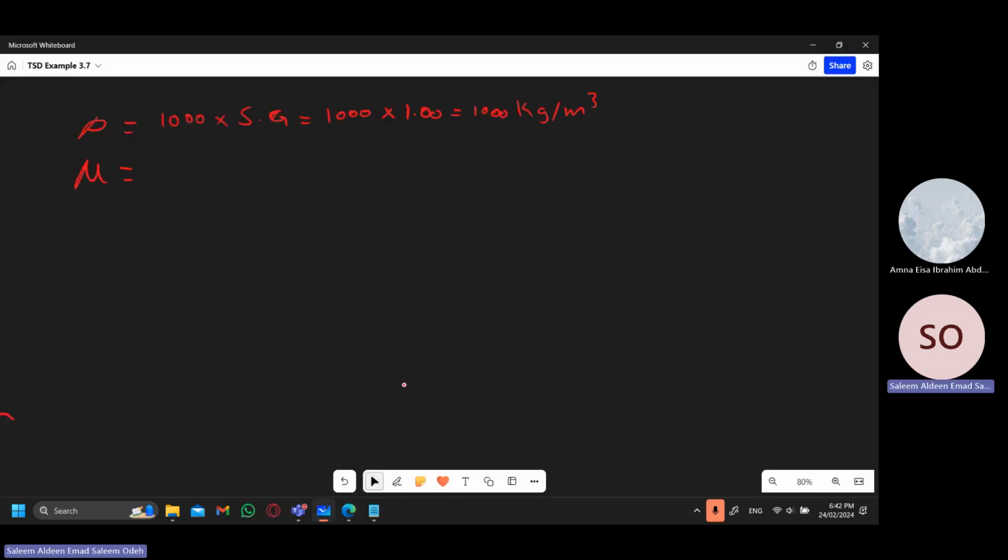So the absolute viscosity is 0.89, so it's going to be 0.89 times 10 to the power of -3 Newton second per meter squared.